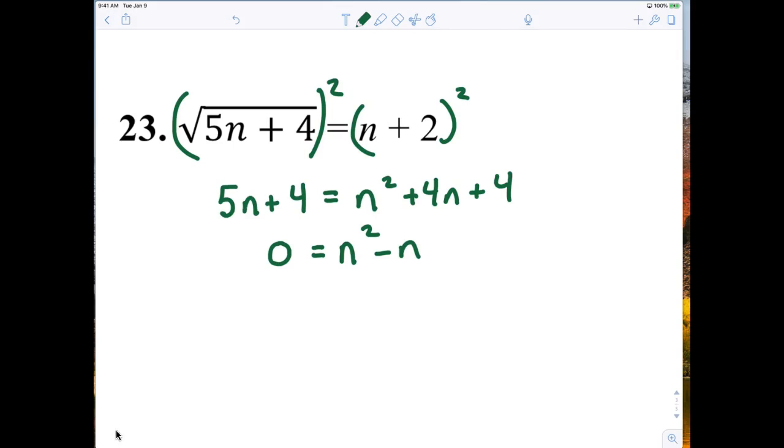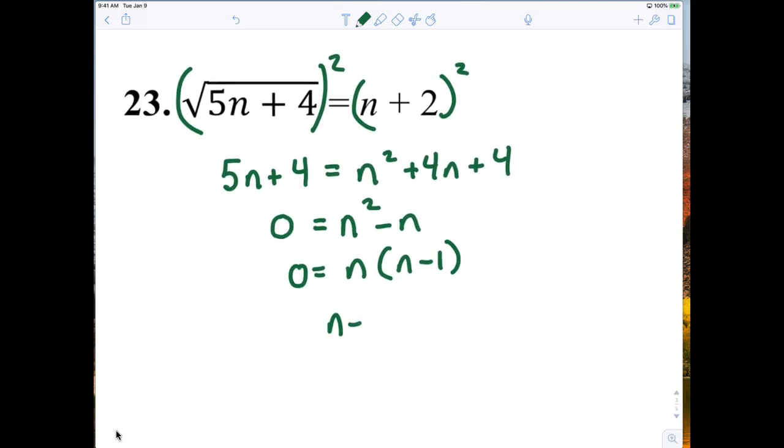Okay, now it's a little bit different factoring because there's just a GCF. So I factor out a what? An n, and you're left with n minus 1. So n could equal 0, or n can equal 1. All right, that's pretty complicated, guys. Believe it or not, if you understand that, you're in pretty good shape. Now we've got to double check our answers, of course.